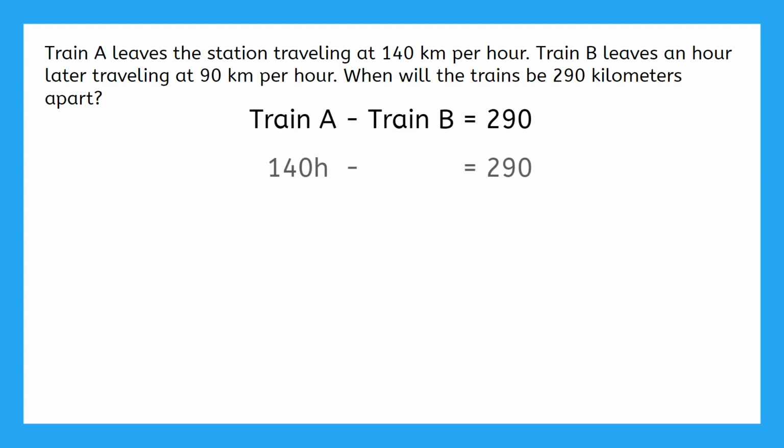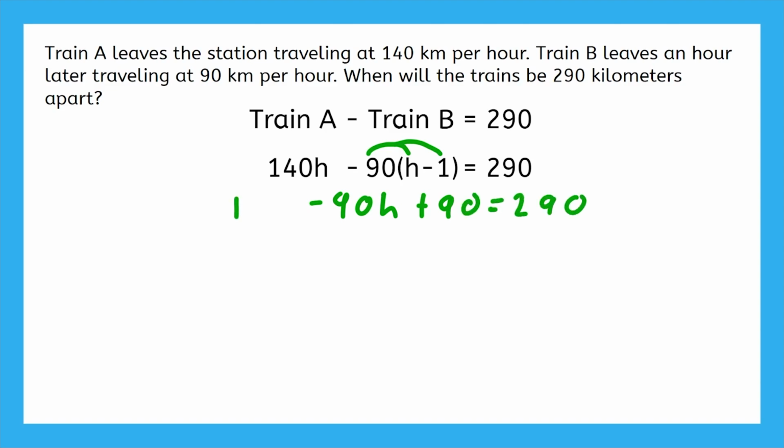Train A is moving at 140 kilometers per hour, and train B is moving at 90 kilometers per hour and leaving an hour later. Now to just simplify and solve. When we distribute here, we need to be careful because that minus is part of the 90. So we distribute negative 90 and get minus 90h plus 90. Combine these like terms and we get 50h.